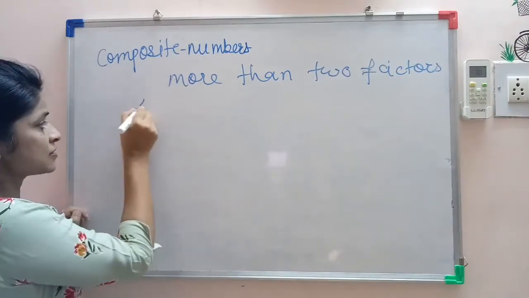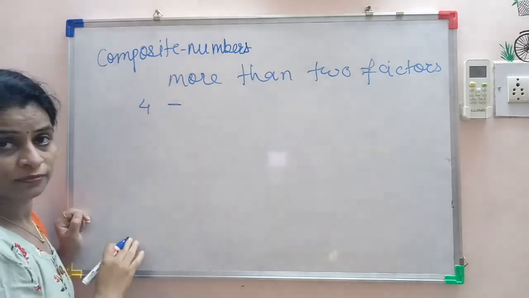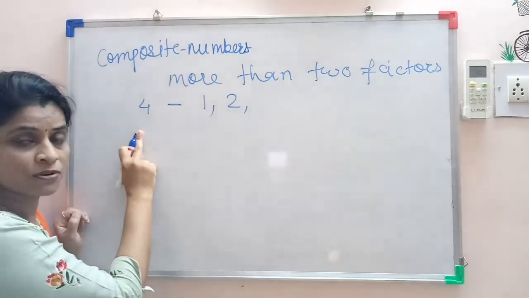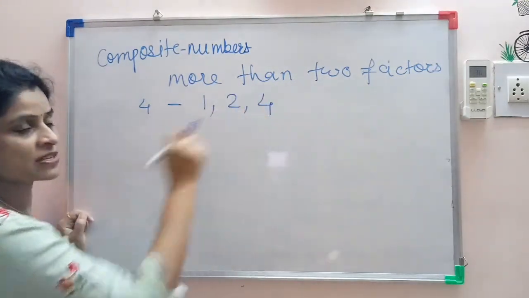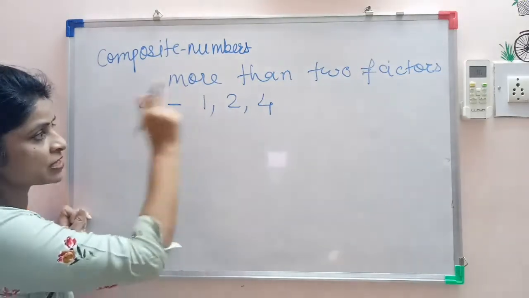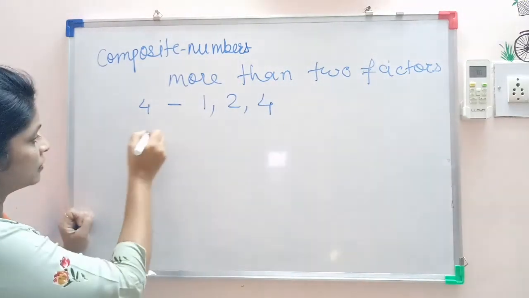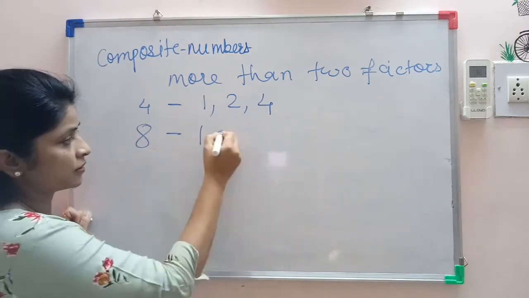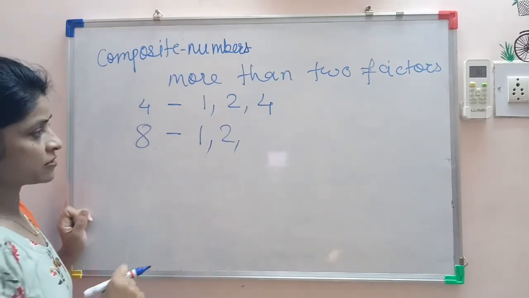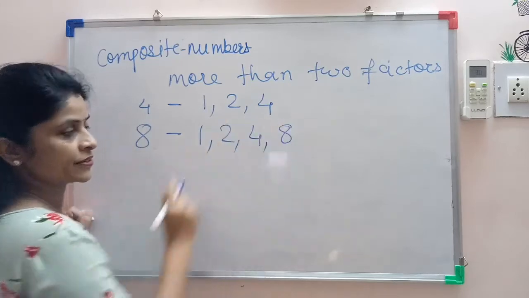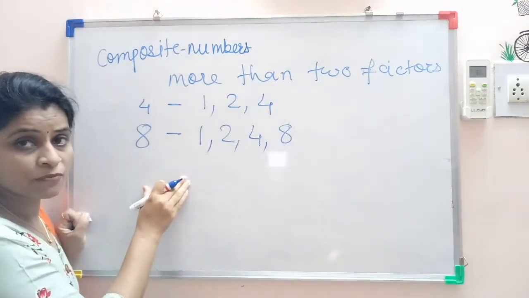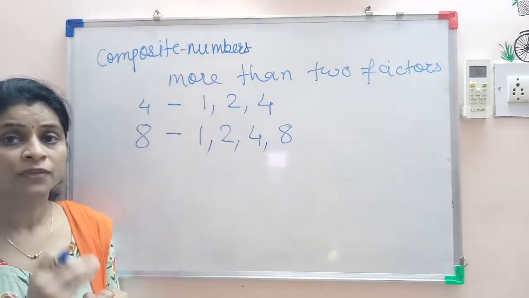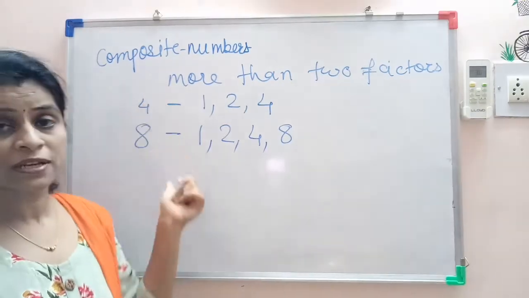Examples: let us take factors of 4. 1 is a factor of 4. Then 2 is also a factor of 4. Then the number itself is a factor of 4. Now this 4 has more than two factors. Next example: 8 has 1, 2, 4 and 8. This number also has more than two factors. Means the numbers which have more than two factors are called composite numbers.